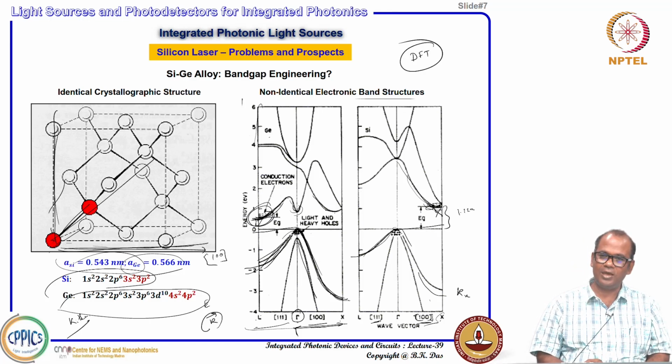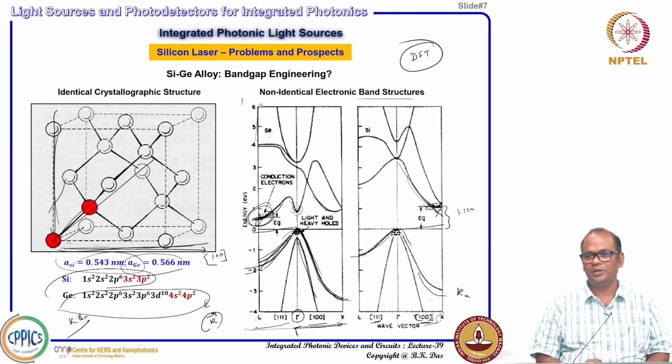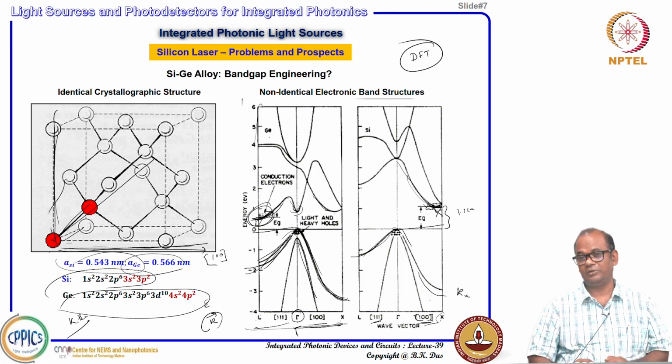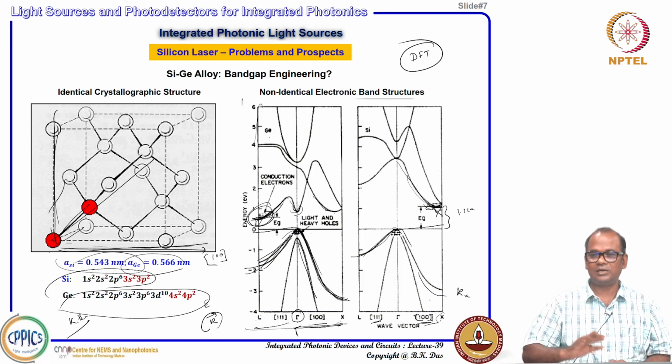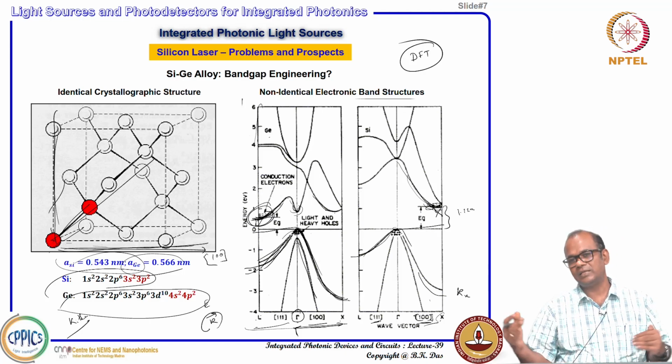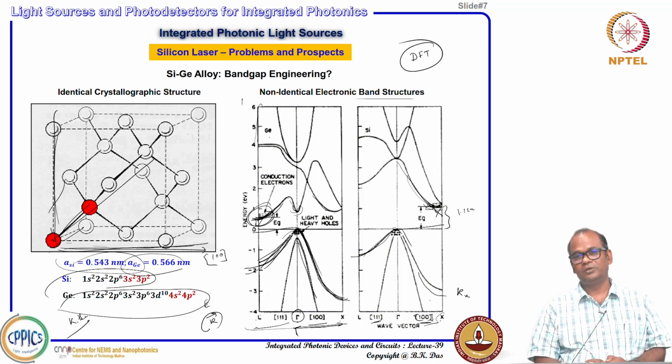So, there is no way with some compound semiconductors, like I have shown earlier, that if you make an alloy, some fractions can give you a direct band gap semiconductor and some compositions can give you an indirect band gap. But with silicon germanium it is not possible. So unless you get a direct band gap in silicon or silicon germanium alloy.